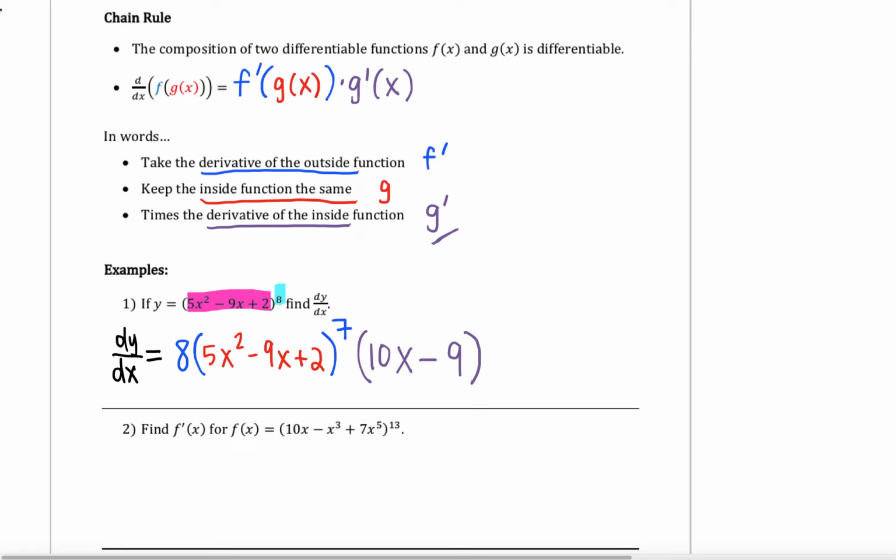Our outside function here is going to be this 13th power that we have as our exponent. So we're going to start by taking the derivative of the 13th power using the power rule. So let's start by labeling what we're finding. We're asked to find f prime of x, our derivative of f. We start by taking the derivative of the outside.